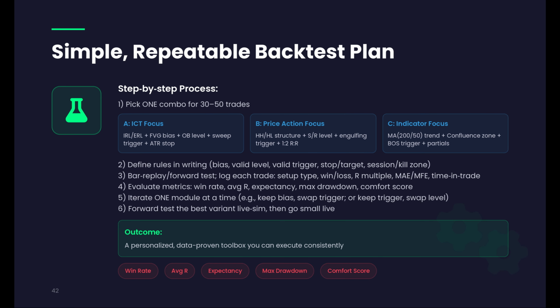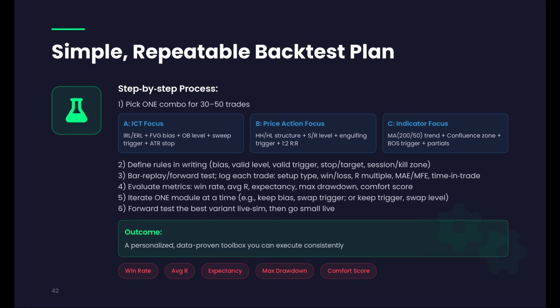Right then, now we arrive at the most crucial step of all, actually testing your approach. Because everything we've discussed, all these frameworks, all these modules, means absolutely nothing if you don't validate them with data. And I'm going to give you a simple, repeatable backtest plan that will transform you from a hopeful trader into a systematic one. Step 1.